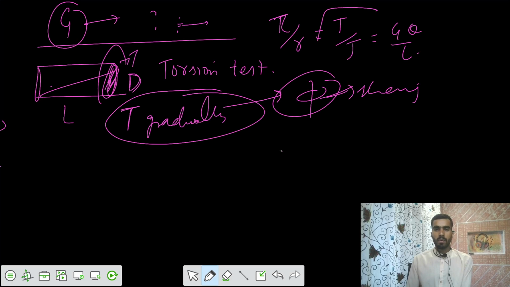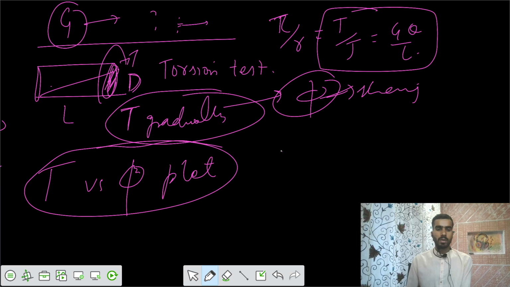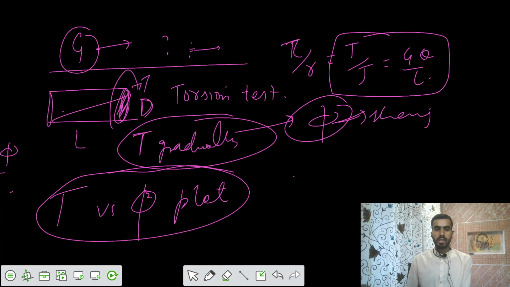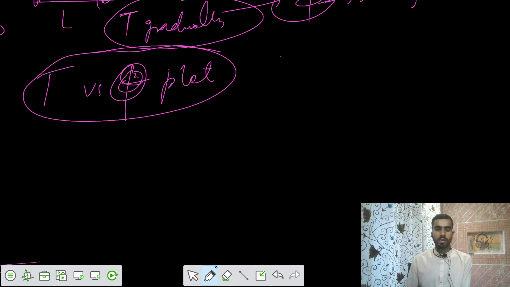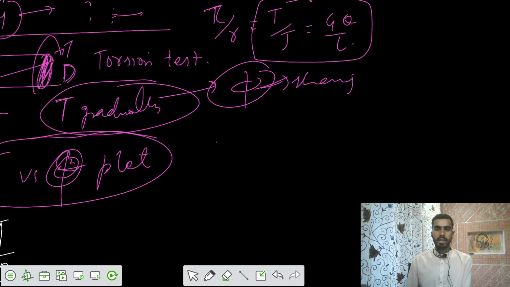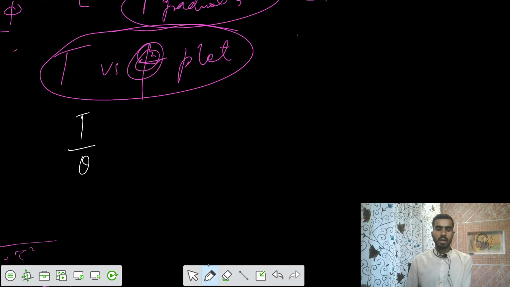So if you use this part of the equation, if you have that T versus phi plot, or I can say T versus theta plot, and I write T by theta equals GJ by L, that equals GJ by L.